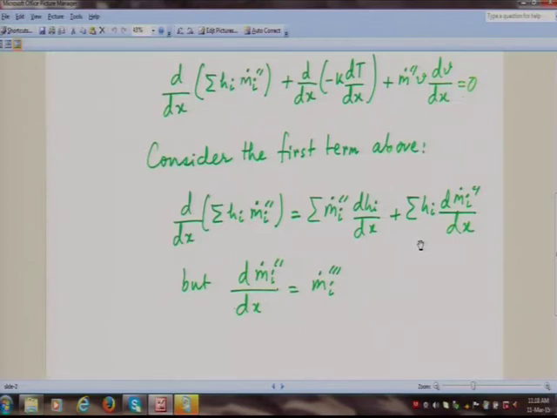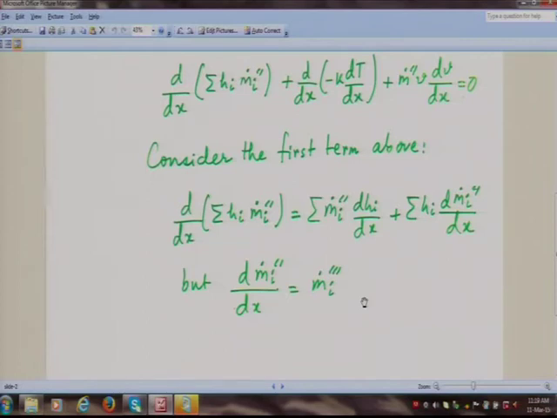So, that is straightforward. That is just differentiating term by term. So, we got two terms like this. And we now do a small trick to bring in the species conservation equation. What we have here is d dx of m dot i double prime, but d dx of m dot i double prime is m dot i triple prime. Is that correct? Where does it come from?